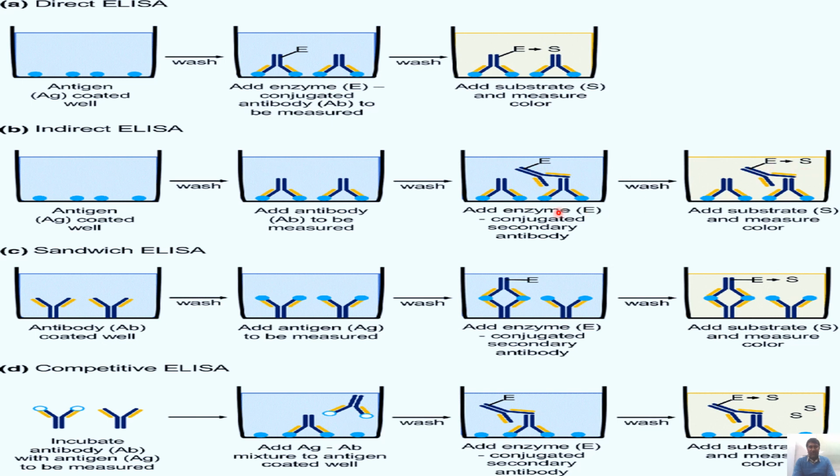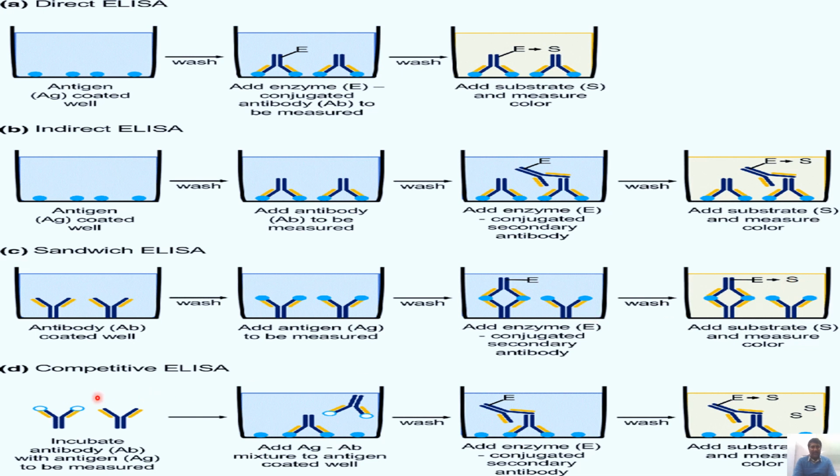In the sandwich ELISA, the first one is the antibody attached, that is the captured antibody, and when you add the antigen, it will attach to the captured antibody. Then you add another secondary antibody which is conjugated, and it will produce the color.